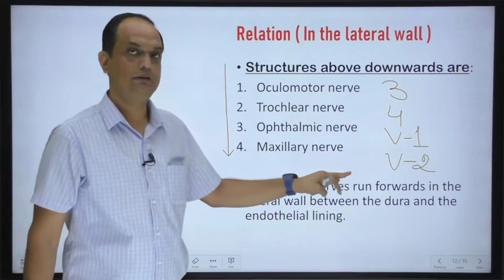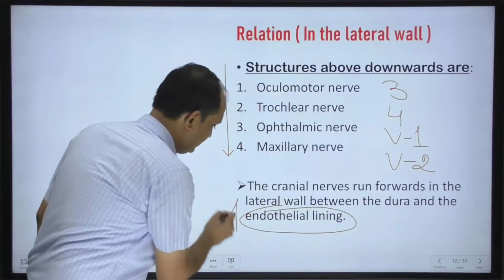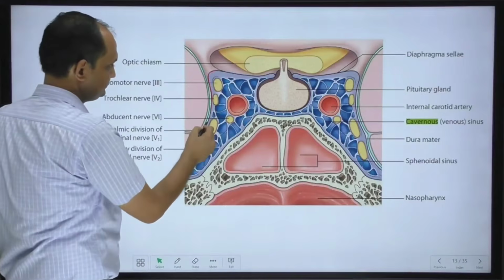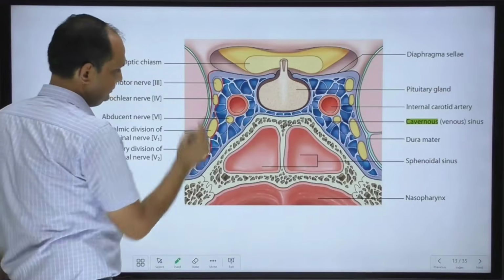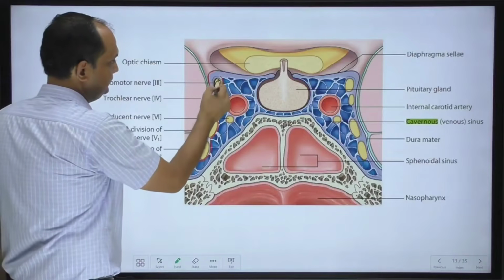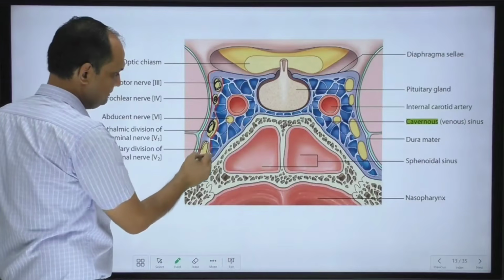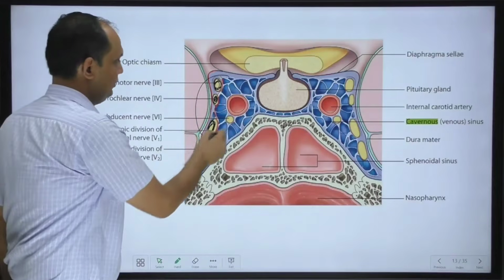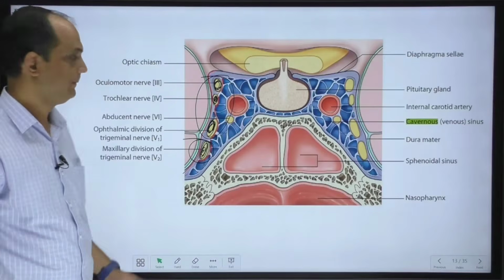The cranial nerves run forward in the lateral wall between the dura and the endothelial lining. This is the important thing which you can appreciate in this diagram, that this is the lateral wall and this is the endothelial lining. And between them you have the structures from above downward: your third, fourth, first branch of trigeminal and second branch of trigeminal. Now where are they going? These three are going into the orbit, while this maxillary nerve will enter the foramen rotundum.